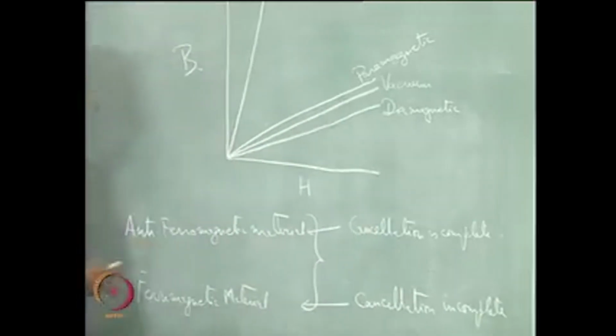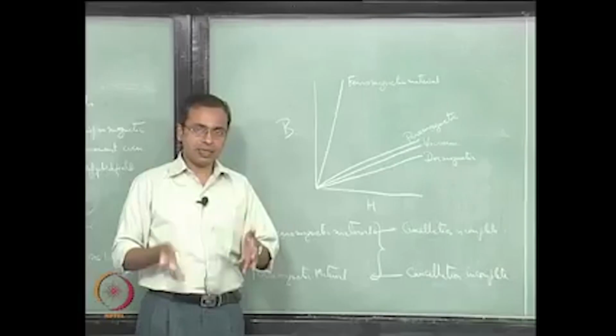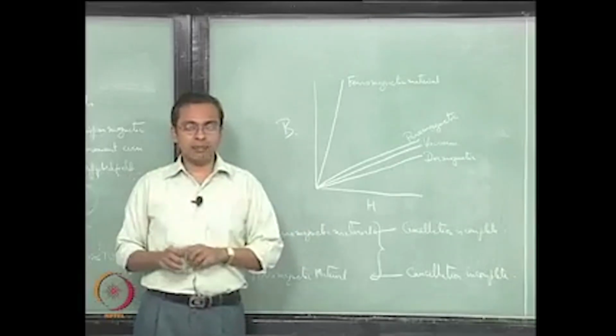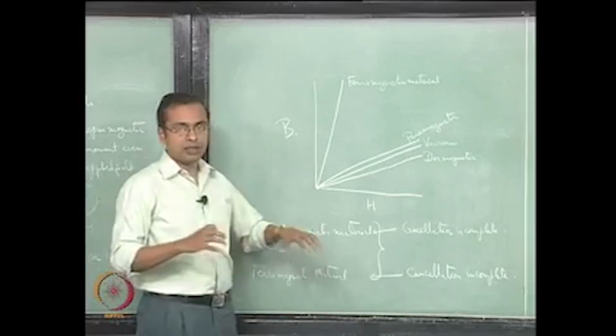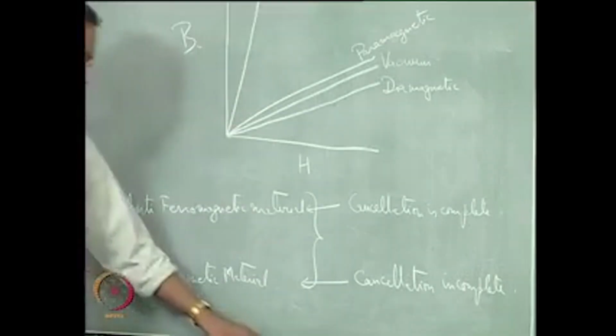However, they are all in the sense that there is a net magnetic moment associated with atoms even in the absence of a field, and there is a cooperative alignment of atoms across some distance. In that sense they are all subsets of ferromagnetic materials. Okay, so this is what we understand of ferromagnetic materials.